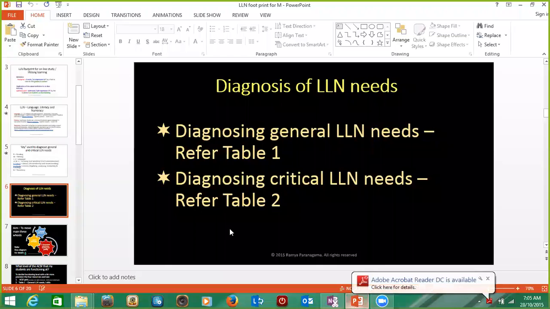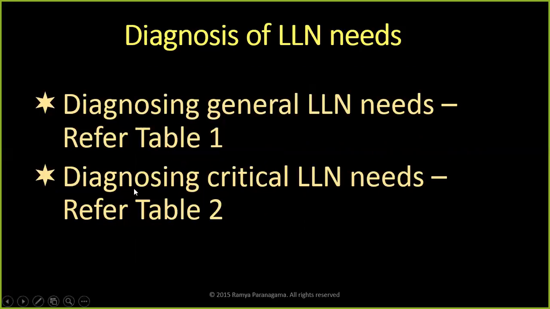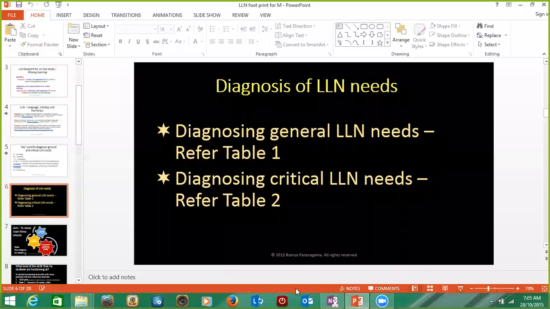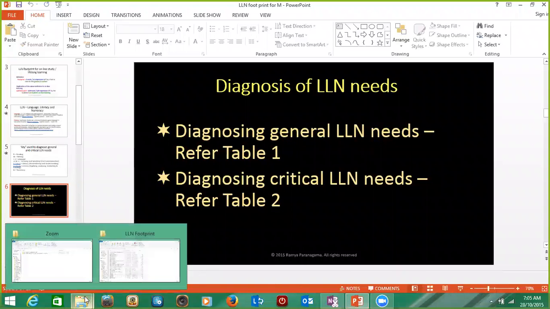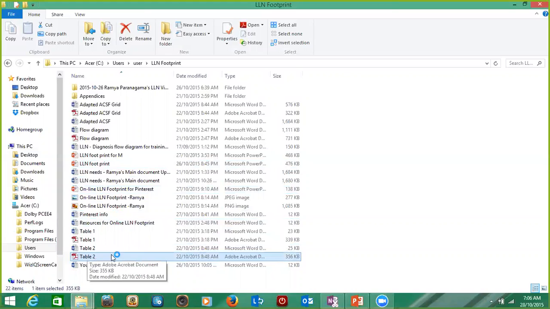So we are going back to our presentation, and the next one is diagnosing critical LLN needs. That is table 2. So let me get into table 2 now, to give you a better picture of what's happening.